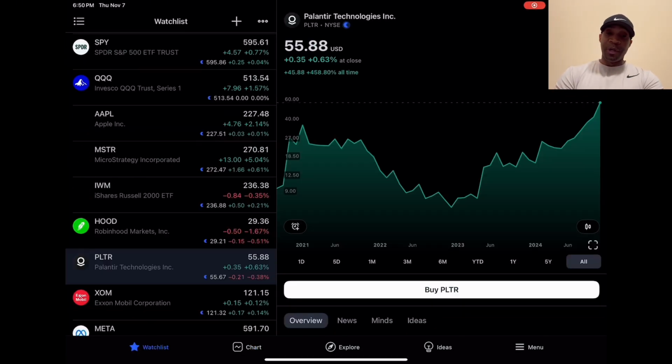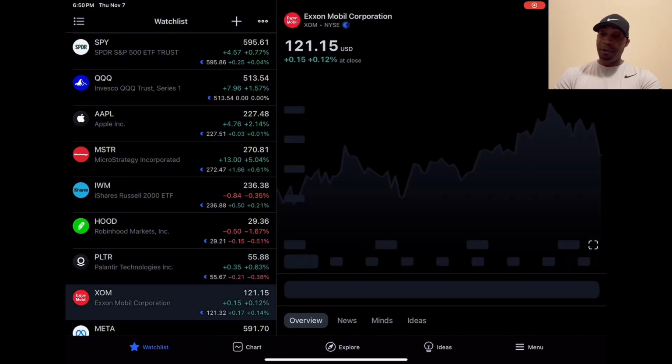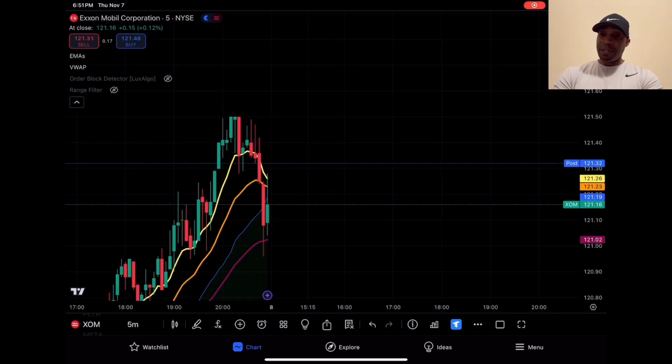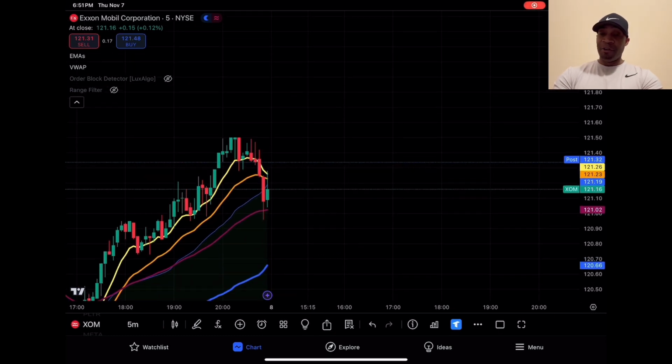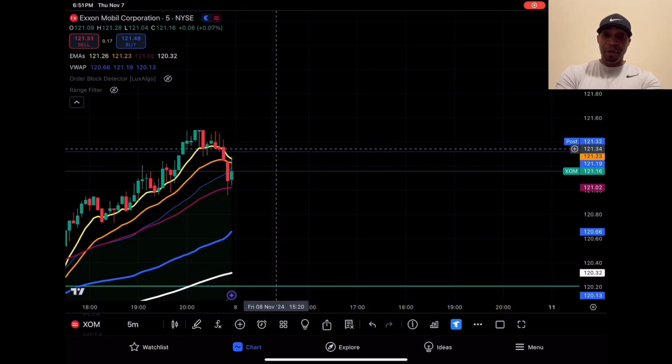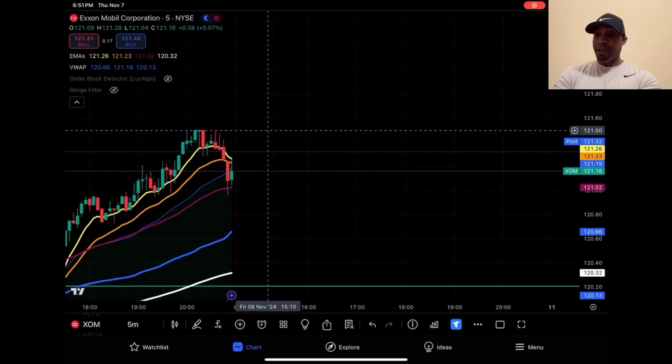Last but not least, we're gonna throw XOM on here. It really don't break the bank either. It's only sitting at 121.30. I wouldn't imagine that those contracts are ridiculously expensive, but if you are a bull, what you want to see is these tops right here get taken out, 121.50. They can break through that.